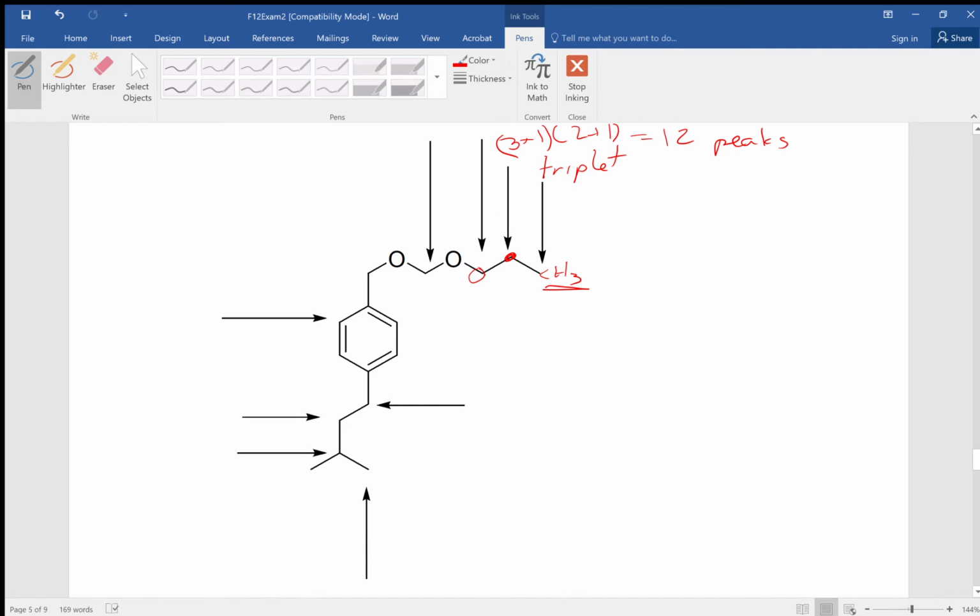The next one over is a CH2. It's also adjacent to 2, which makes it a triplet. This carbon here, these protons are not adjacent to anything. If it's not adjacent to anything, then we have a singlet.